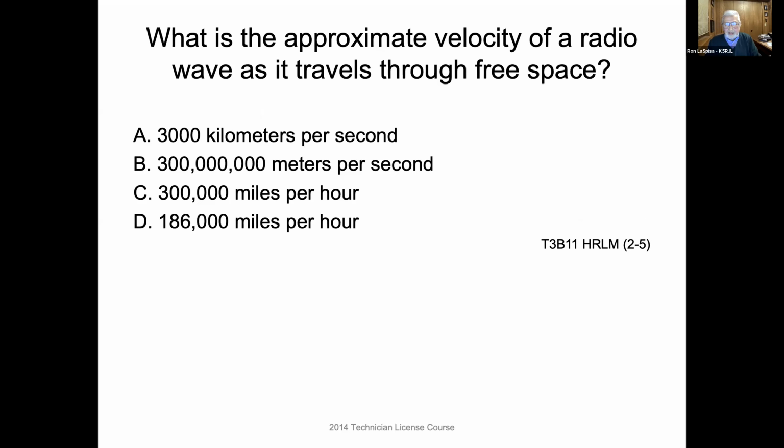What is the approximate velocity of a radio wave as it travels through free space? B. B is in boy. Bravo. B as in bacon. She's got breakfast on her mind. And that's right: 300 million meters per second. This one here might throw you, but that's supposed to be miles per second, not miles per hour, or that would have been close too. Everybody okay with that?